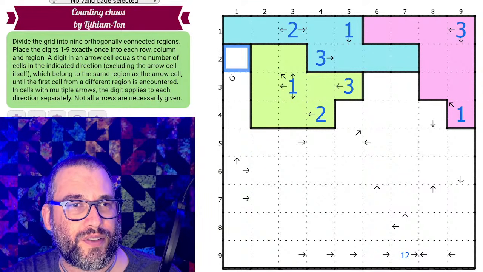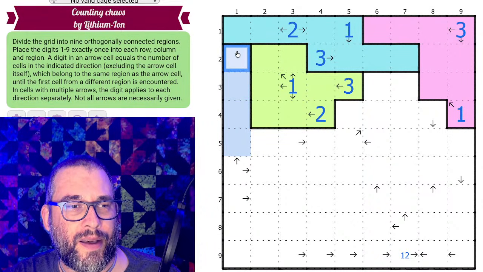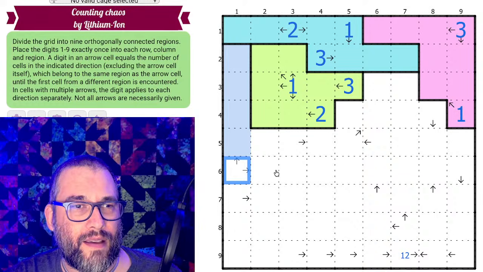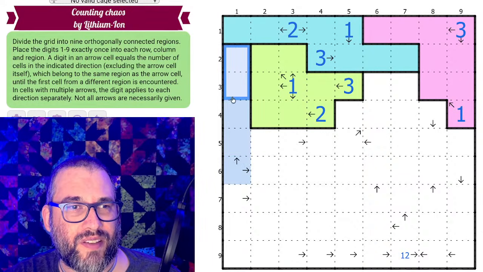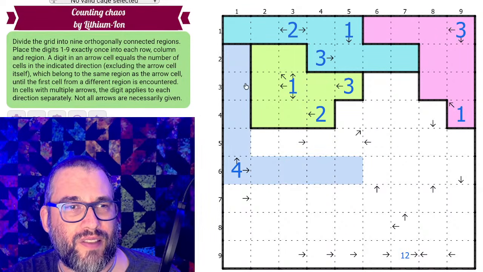Yes. Whatever this cell is, it has to get out. And therefore it is the same as this, and therefore this is a 4. Therefore it's this, and this region is now instantly done.